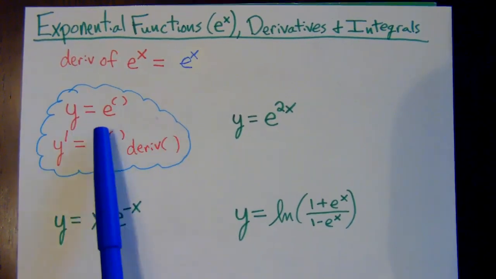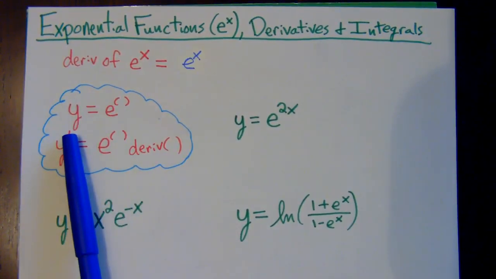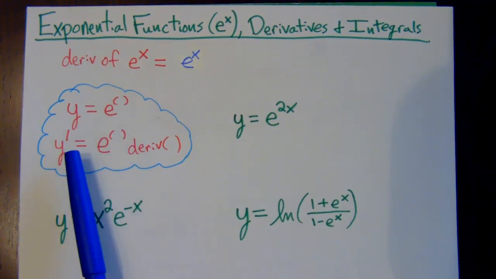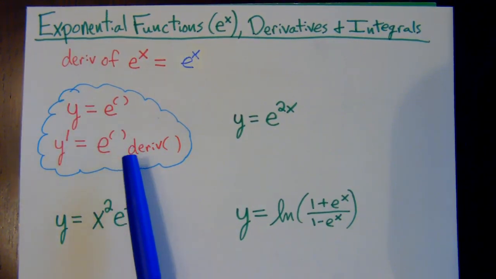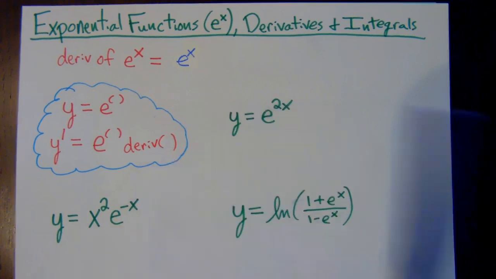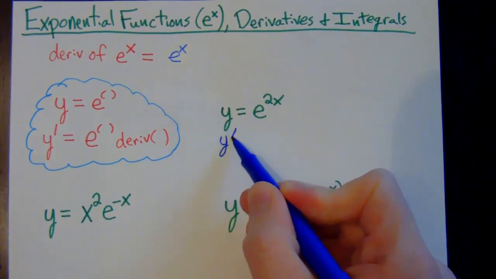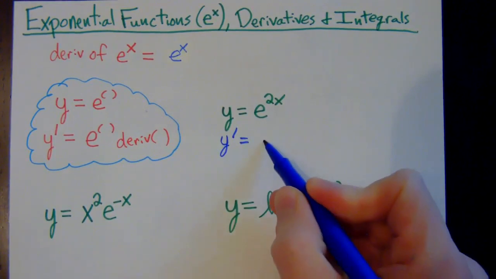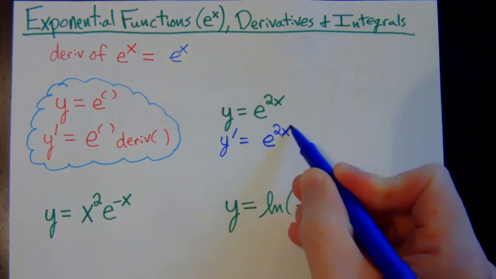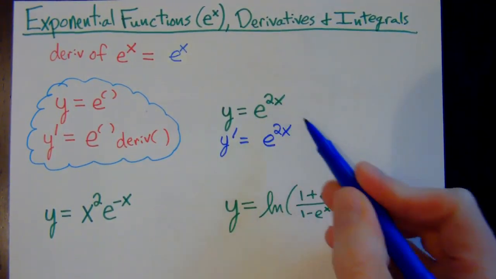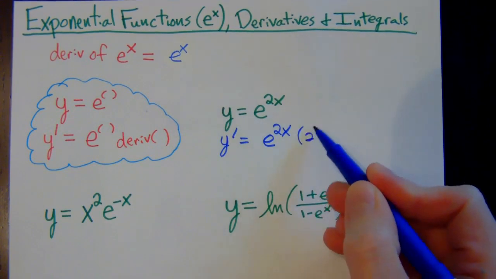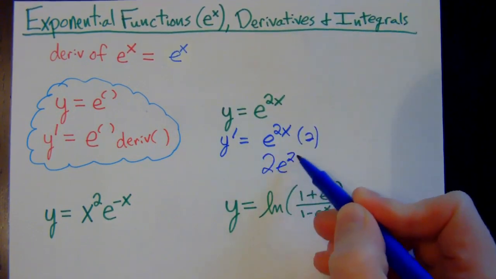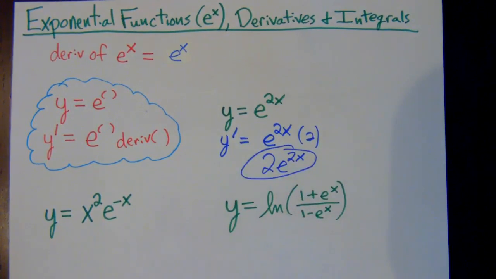So here's the property that you're going to add to your property list from this chapter. If you have e to a power, the derivative of that is going to be e to that power times the derivative of that power. So here's how it works. If I have y equals e to the 2x, when I do the derivative of e to the 2x, I just rewrite it down, and I times it by the derivative of that power. The derivative of 2x is just 2, so we get 2e to the 2x as our derivative.